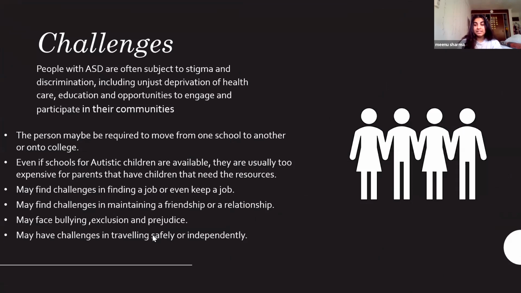Challenges. People with ASD are often subjected to stigma and discrimination, including unjust deprivation of healthcare, education, and opportunities. The people may be required to move from one school to another or on to college. Even if schools for autistic children are available, they are usually too expensive for parents that don't have the resources. Many may find challenges in finding a job or even keeping a job because most people with autism are uncomfortable changing their schedule or routine. They may find challenges in maintaining a friendship or relationship because of factors such as inability to express feelings and resisting physical affection as mentioned earlier. They may face bullying, exclusion, and prejudice. They may have challenges in traveling safely or independently.